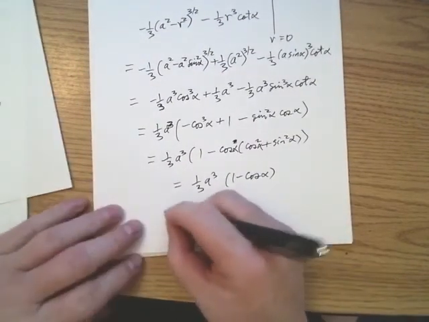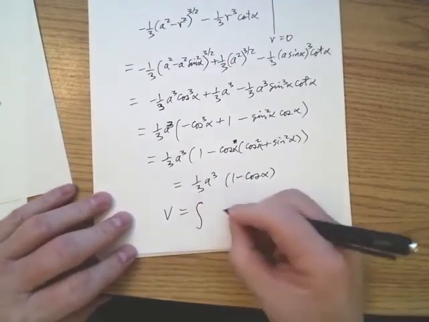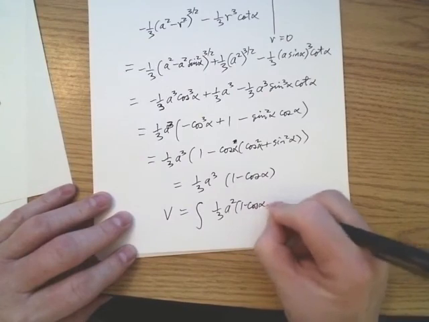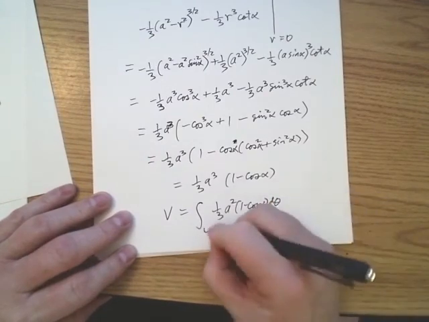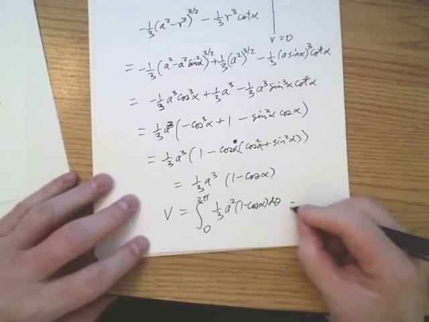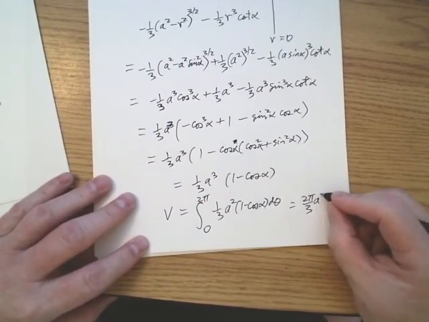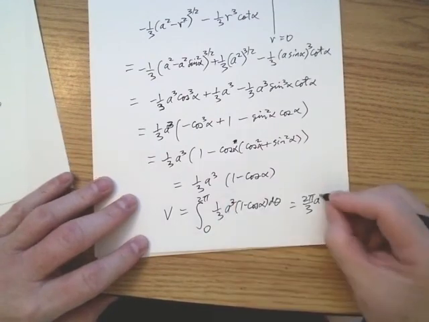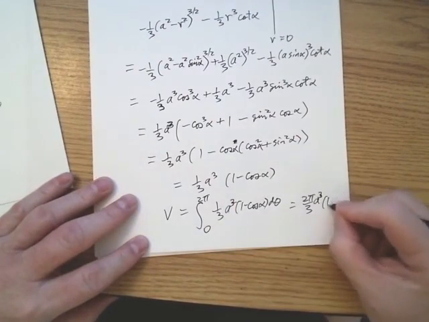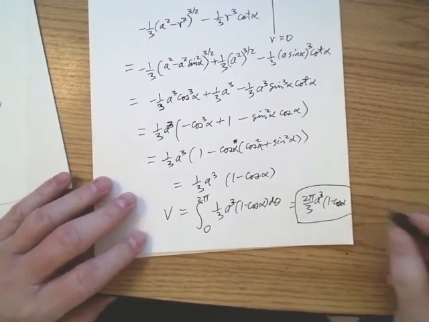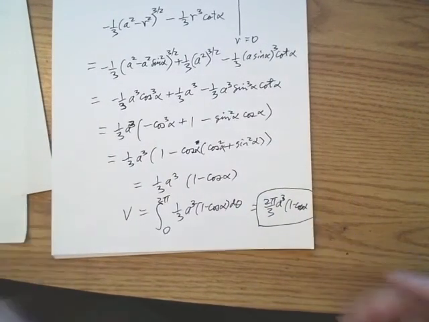The last thing we need to do to get the volume is integrate that quantity with respect to theta from 0 to 2 pi. And you see we get 2/3 pi a squared, or cubed, sorry, I keep writing squared, 1 minus cosine alpha. Okay, so there's our final answer: 2/3 pi a cubed, 1 minus cosine alpha.